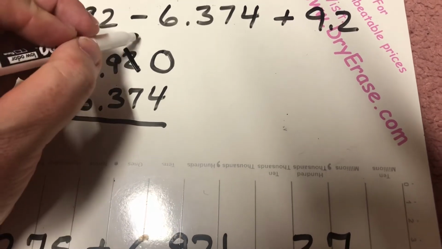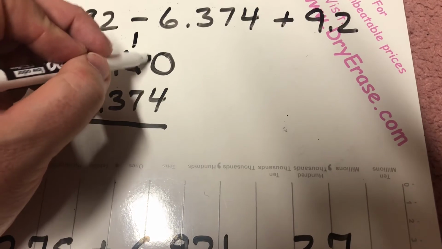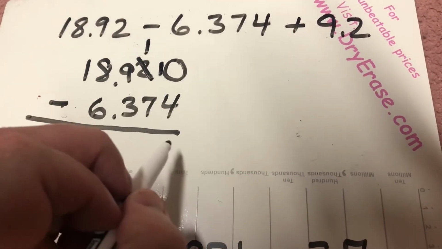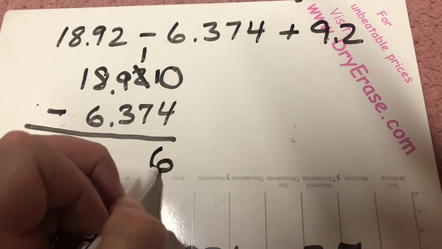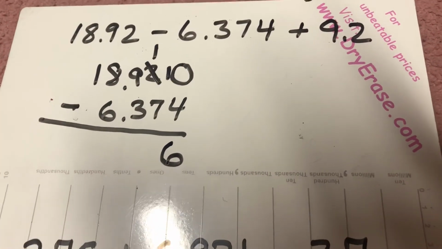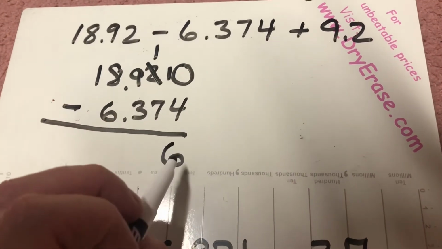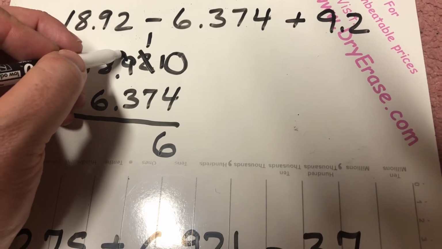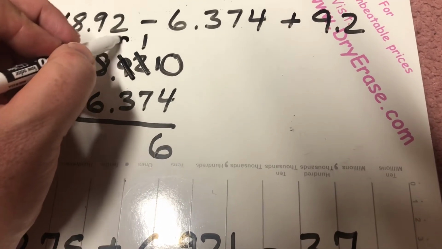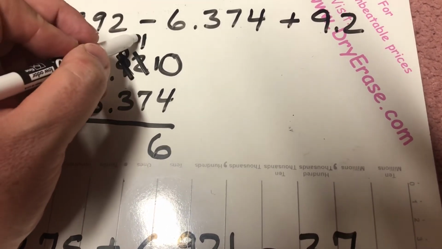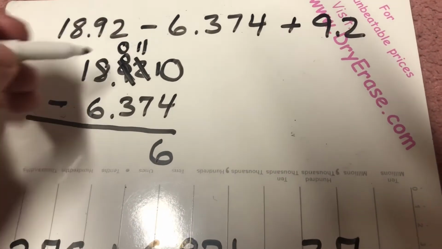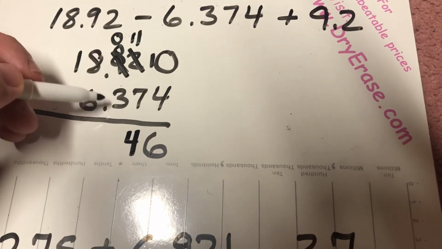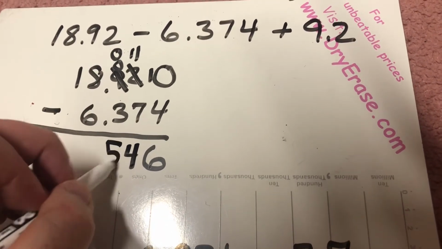We're going to borrow from the 2. We're going to make that a 1. We're going to make that 0 a 10. Then we're going to do 10 minus 4. Well, 10 minus 4 is 6. And if 10 minus 4 is 6, we have 1 minus 7. Okay, we cross off the 9. It becomes an 8. We make the 1 an 11. 11 minus 7 is 4. 8 minus 3 is 5.